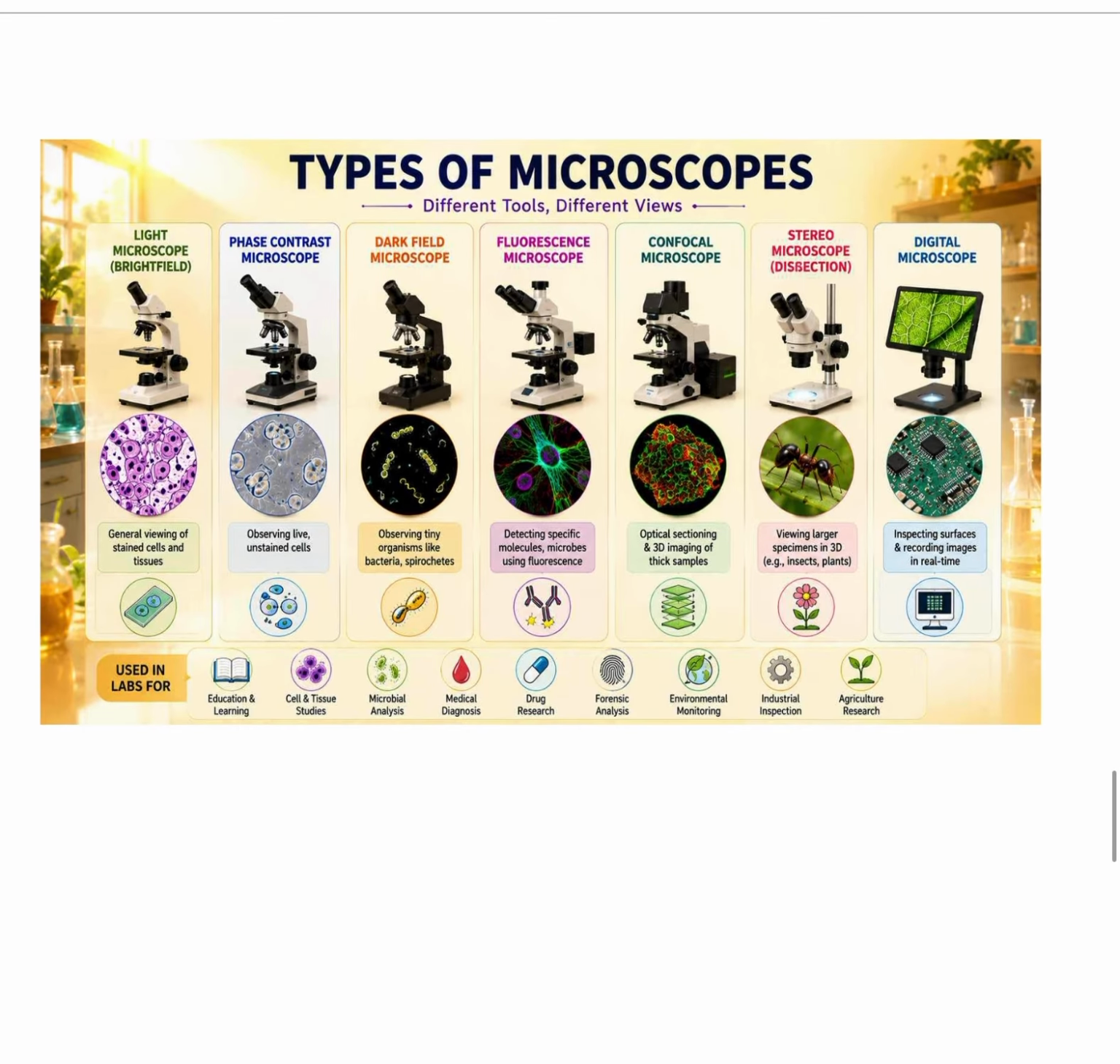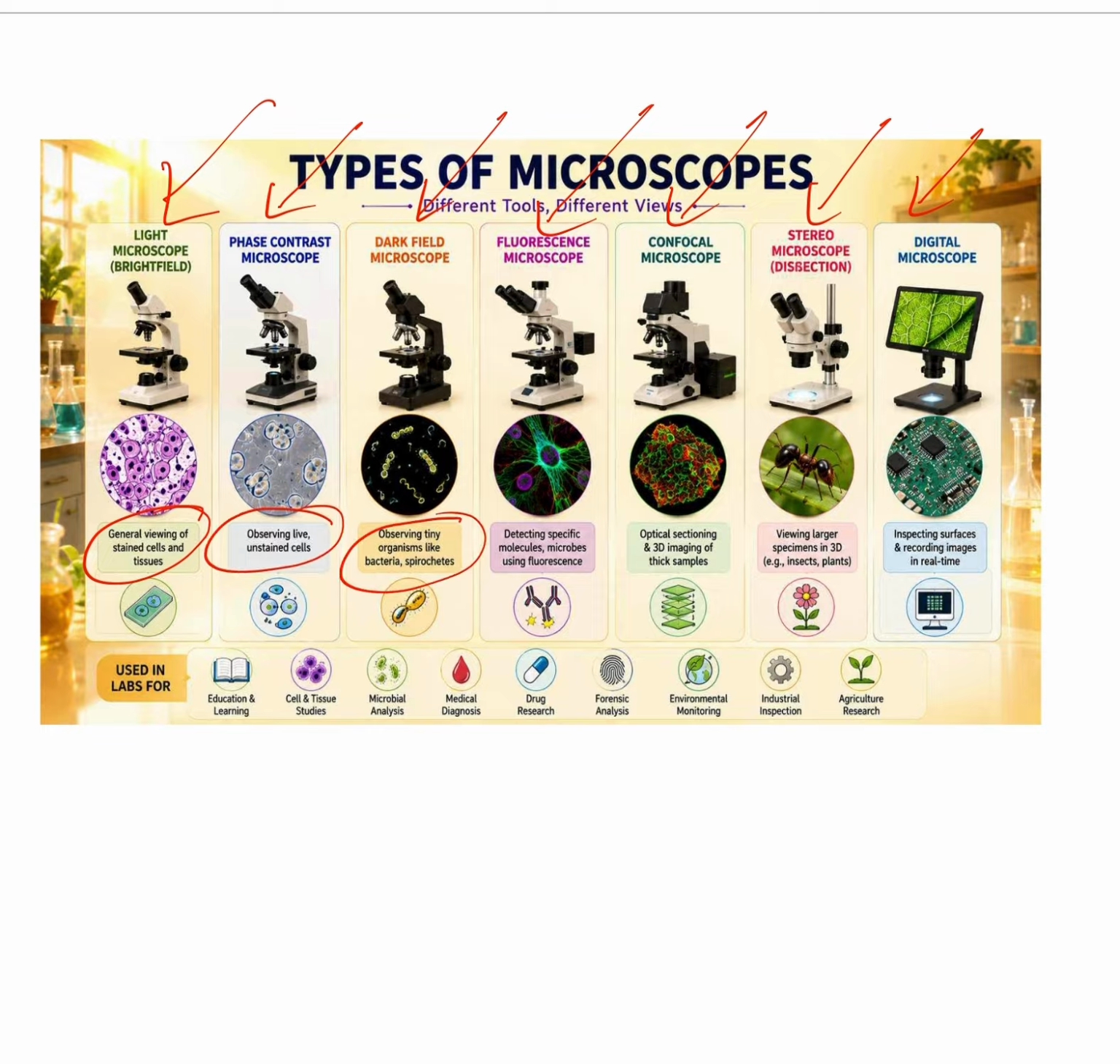Next, we have seen a compound microscope, but I'm going to show you some other microscopes that are being used. See the names. We have light microscope, phase contrast microscope, dark field microscope, fluorescent microscope, confocal microscope, stereo microscope, digital microscope. You don't have to do research on this, just know the names and what they're used for. Here, the phase contrast microscope is for observing live unstained cells.